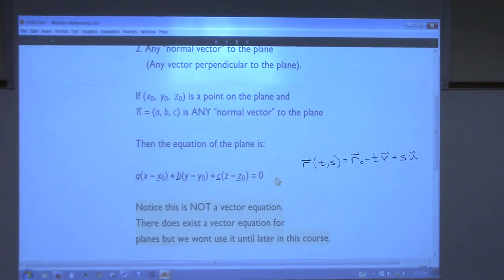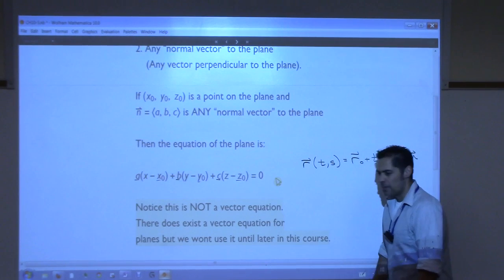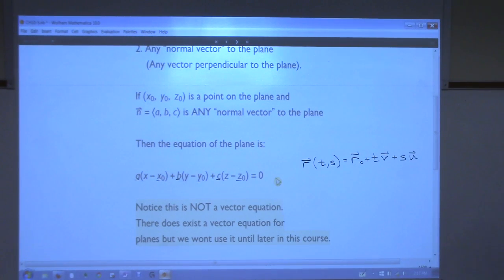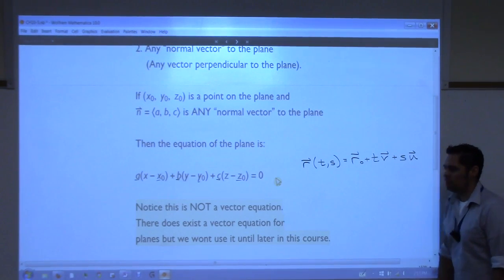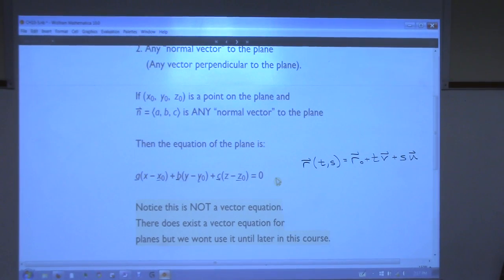I'll give 2 points bonus right now for the first take-home exam for someone who can explain to me, first one to volunteer to explain to me why that draws a plane. Anyone? Okay. How do you mean?